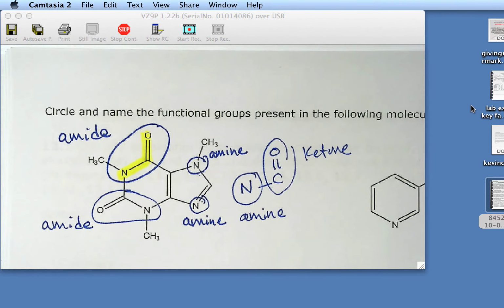Experiment 13, which we'll be doing next time in lab, is all over functional groups. It goes over the 9 functional groups. And then on the back page of experiment 13, there are molecules. You're not asked to name them, you're just asked to circle and label the functional groups, just like we're doing tonight. So this is good practice for experiment 13.